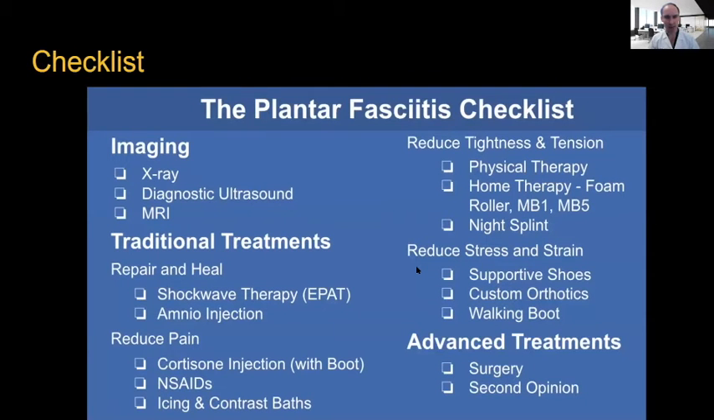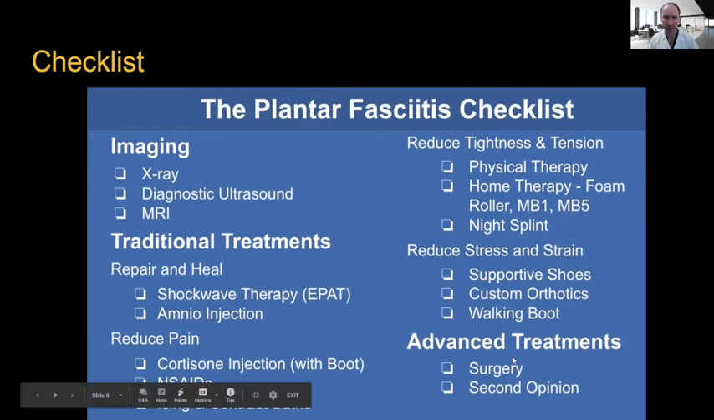Now, the point that I referred back to multiple times was this checklist. And I'd like to go through, if there's one thing that you guys could take from this that might help, this has been a practice changer for me, is this checklist. So everything I talked about, I basically included here. And you'll see I've divided it into categories. There's an imaging category. I call it traditional treatments, and then advanced treatments.